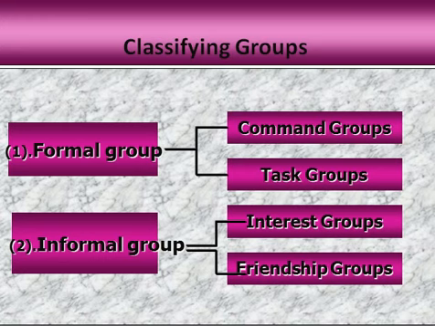Now we are making it more clear and more specific, classifying the groups. In formal groups we have command groups, we have task groups and some other subgroups. As well, we have informal groups in which we have interest groups and friendship groups. So this is the further classification of groups. More specifically, I have given some other sorts to make it more clear for you.